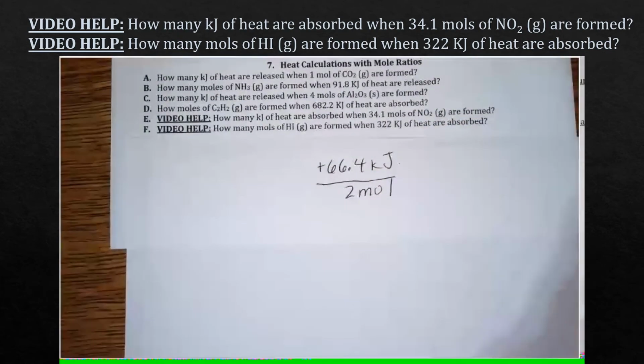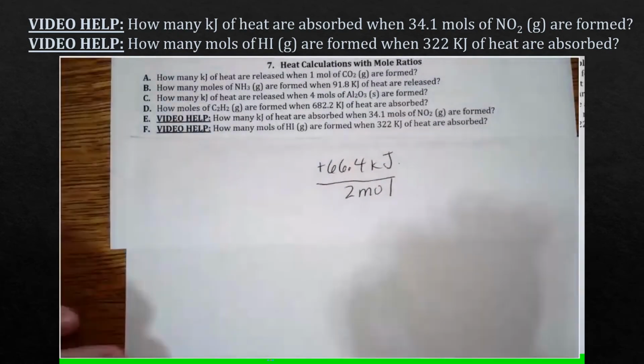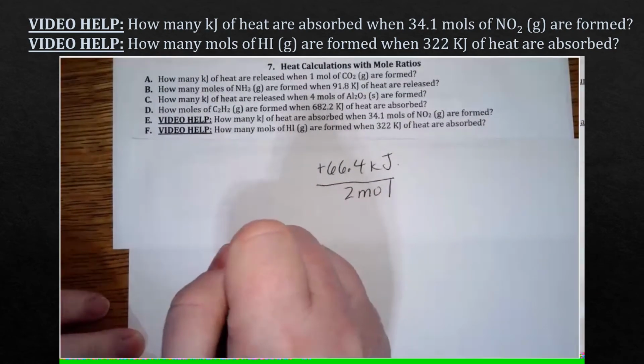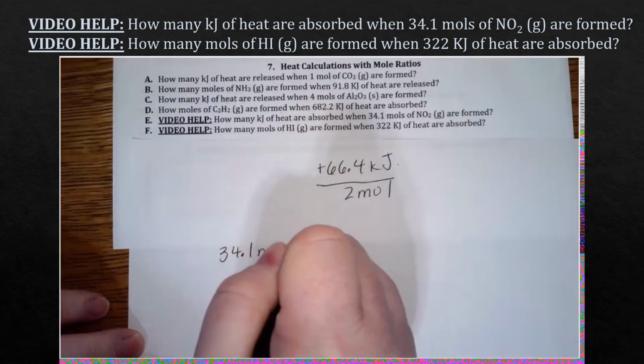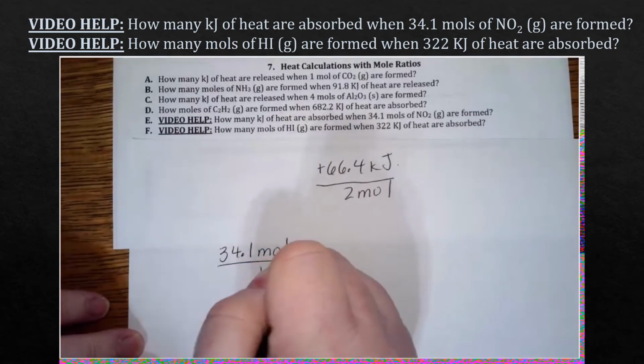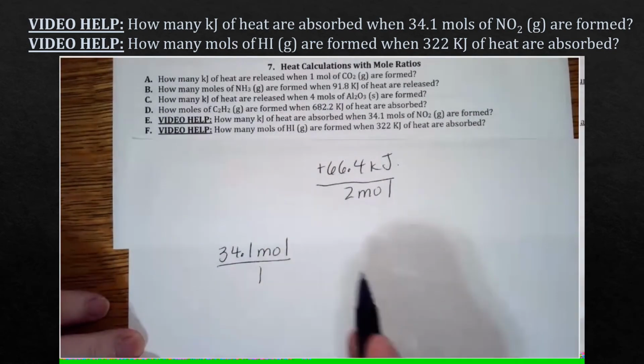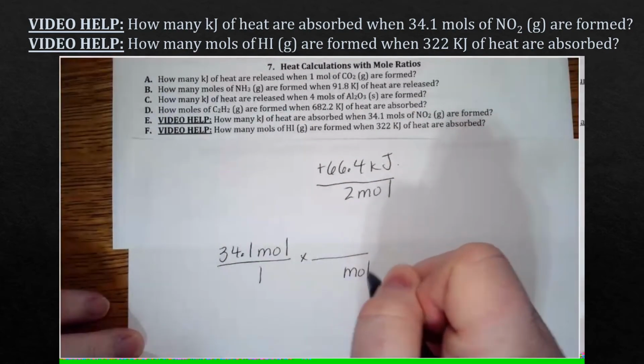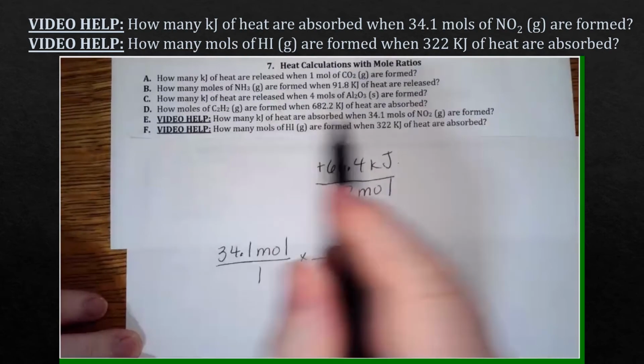Okay, so let's write what I was given. That's how we always start a problem. So I was given 34.1 moles. I put it over 1. What do I want to get rid of? Throw it in the basement. I want to get rid of moles. And what am I trying to find? Kilojoules of heat.